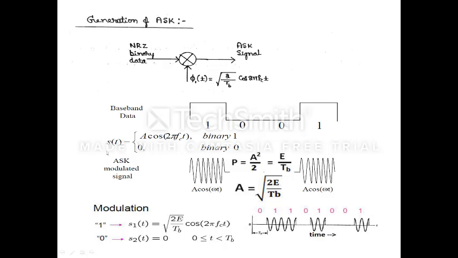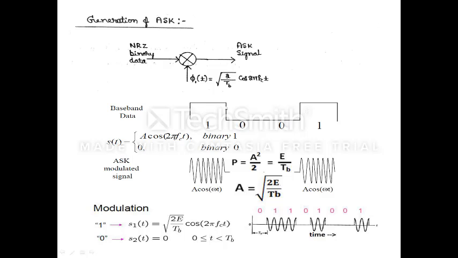Then S of t is a standard binary ASK signal. Binary means the data consists of either 1 or 0. For binary 1, the transmitted signal is equal to Ac cos 2 pi fct, where instead of A you can consider square root of 2E divided by Tb. Corresponding to the binary 0 transmission, S of t is equal to 0.